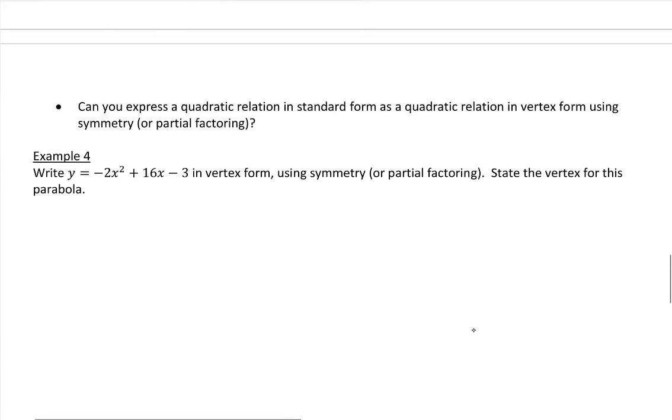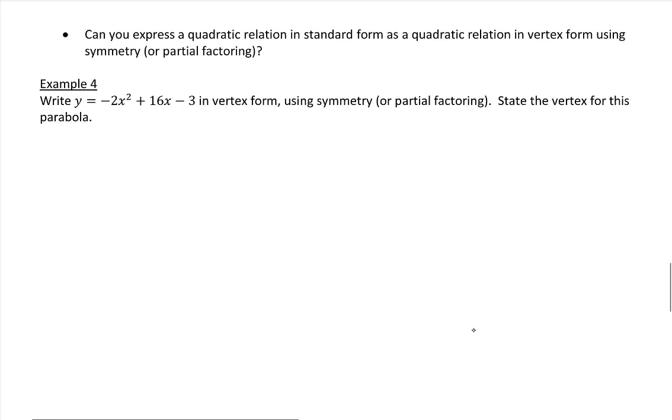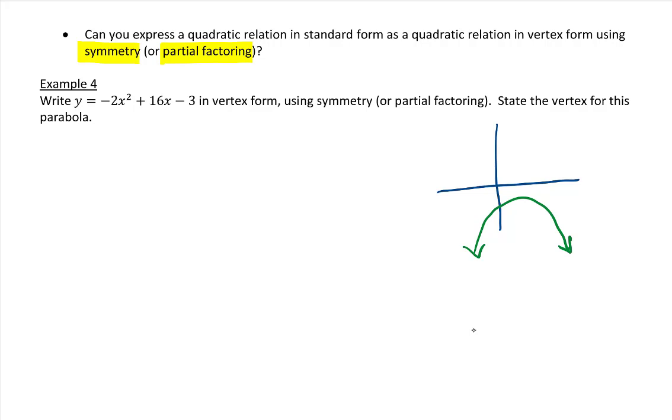All right, next topic. Can you express a quadratic relation in standard form as a quadratic relation in vertex form using symmetry or partial factoring, which mean the same thing? So recall, for partial factoring, we have a quadratic. In this case, it opens down. And what we're going to do is find the y-intercept and its corresponding point, which is equal distance from the axis of symmetry, in order to help us find the vertex.